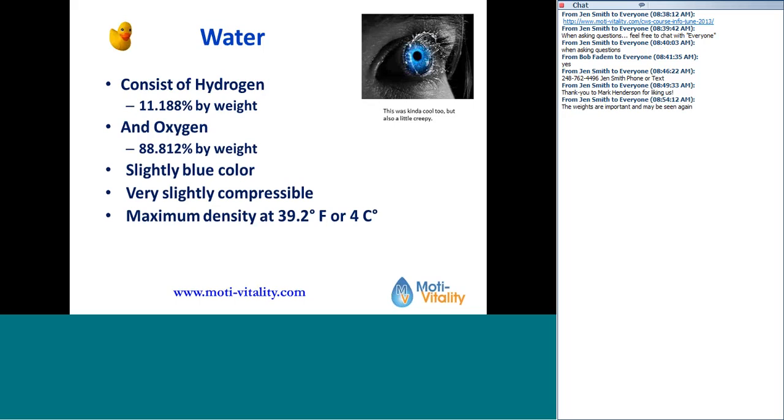Now, this is a relevant piece of information. So the maximum density thing, that one you're going to see again as we get in and talk about further methods of water treatment. You'll notice that water freezes at 32 degrees Fahrenheit or 0 degrees Celsius, but its maximum density, that means that it's at its heaviest, it's at its densest at 39.2 degrees Fahrenheit.